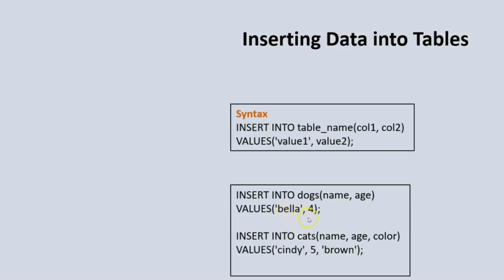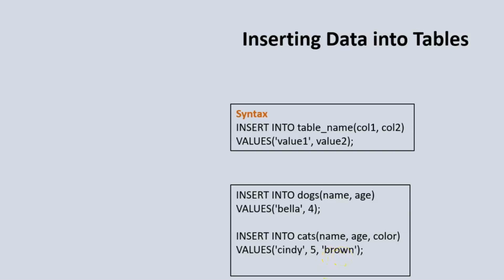We have a comma, and then we have 4, which is an integer. For integers, we don't have to embed that in quotes. We close our parentheses and we end with a semicolon. To insert records into cats, we have insert into cats, the name, the age, the color, all separated by commas in parentheses. The values we want to insert: Cindy, which is the name, Cindy's age is 5, and Cindy's color is brown.